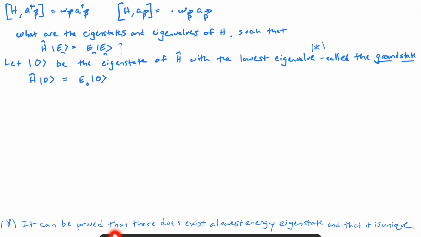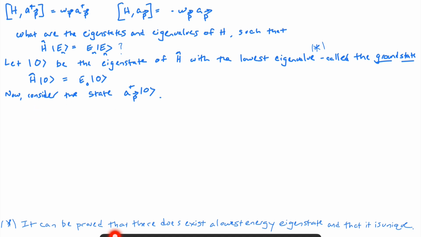So |0⟩ is considered the eigenstate of H that has the lowest eigenvalue. And that lowest eigenvalue we call E sub 0. So this is the formula expressing that H applied to this gives me back the same thing multiplied by E sub 0, and E sub 0 is the lowest possible eigenvalue satisfying this eigenvalue, eigenvector condition.